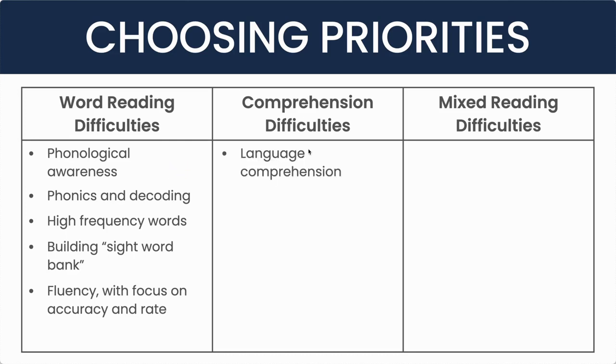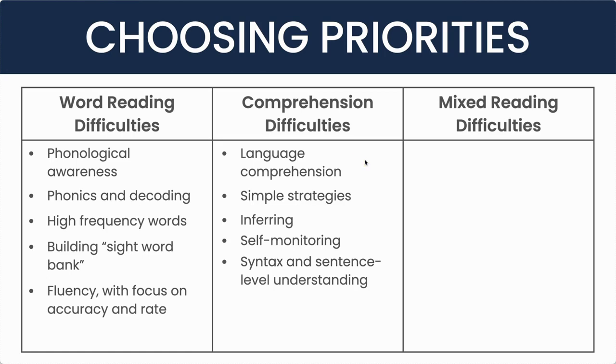And then if we want to think about kids who have comprehension difficulties, we need to work with them on language comprehension. That could be listening and reading. Of course, we want them to be able to read text and understand it, but some of it might have to be listening as we build skills for them. We want to teach them simple strategies that are easy to apply to help aid them with comprehension. We want to work on things like inferring, self-monitoring comprehension, so noticing if they don't get it and fixing it, doing things to better understand. We also want to work with them on sentence level comprehension and syntax, grammar, all of that good stuff.